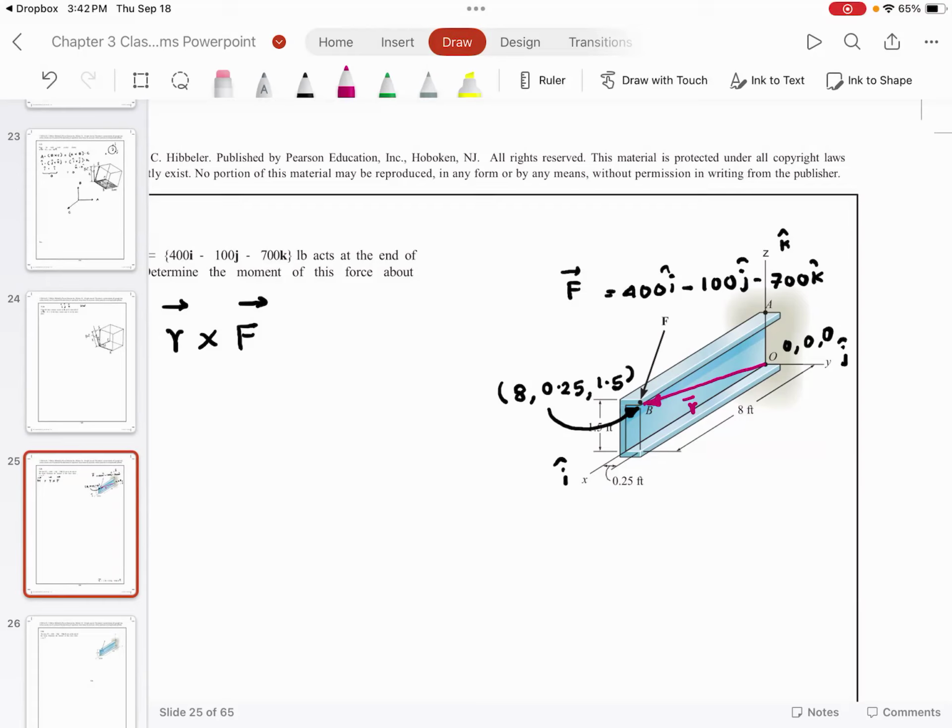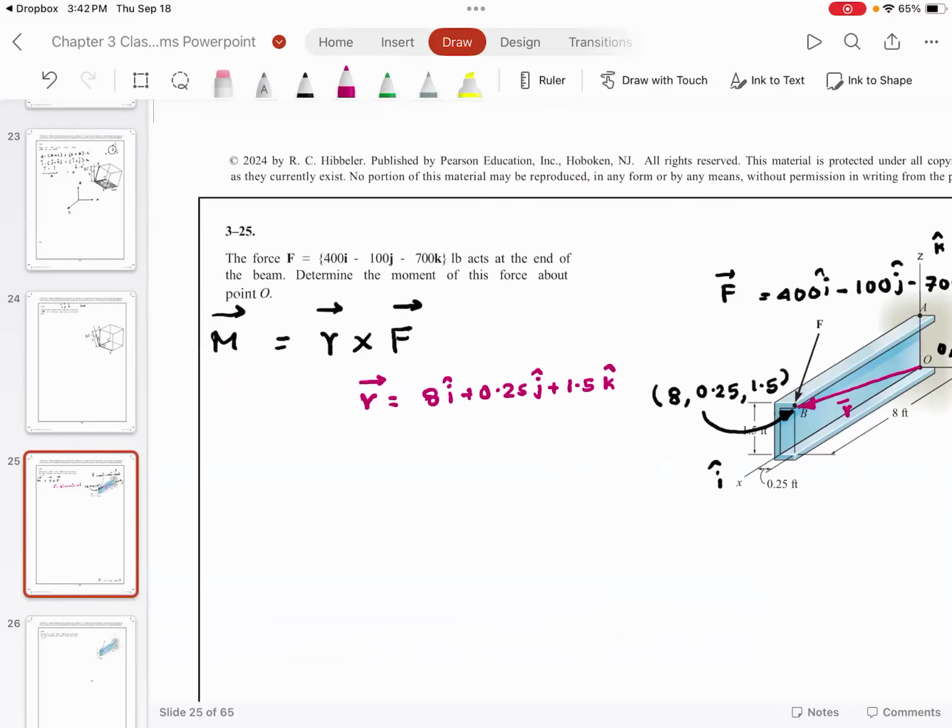You agree with me? So my position vector, which is r, is going to be 8i plus 0.25j plus 1.5k. You agree with me? Now the fun begins.